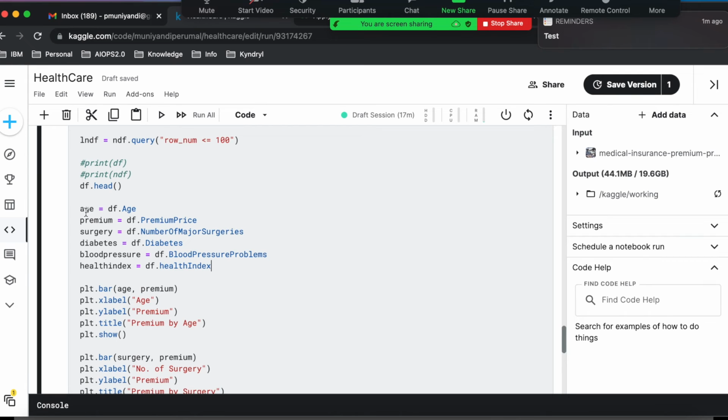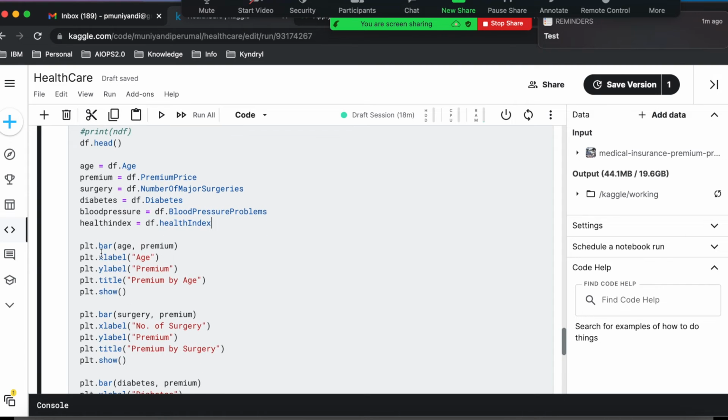So see, each and every column's data I'm putting into a separate list object. This is a list object. Age is a list object, premium is a list object, surgery is a list object. So I'm creating n number of list objects, because if you create a bar chart, the bar chart actually needs an x-axis and a y-axis. I need data on the axes. So that's the reason I'm creating age and premium.